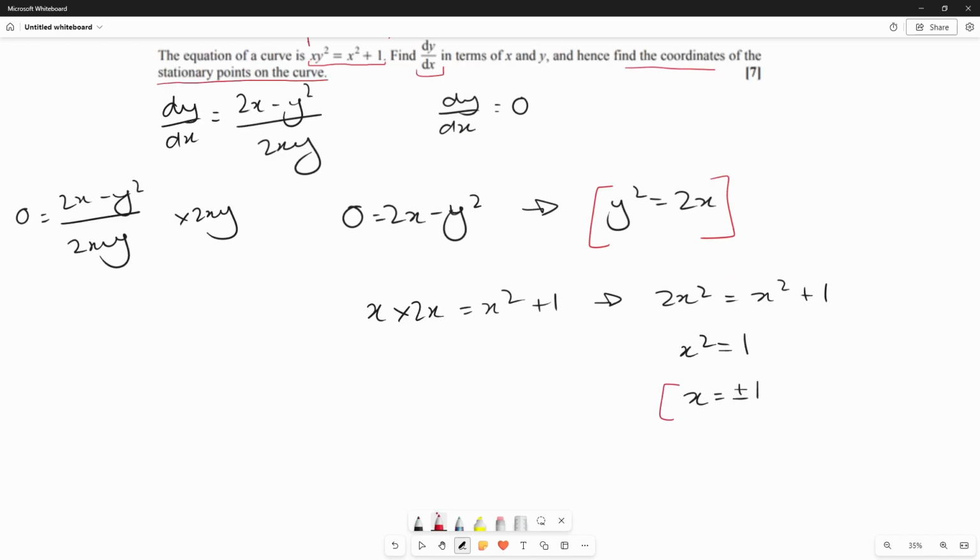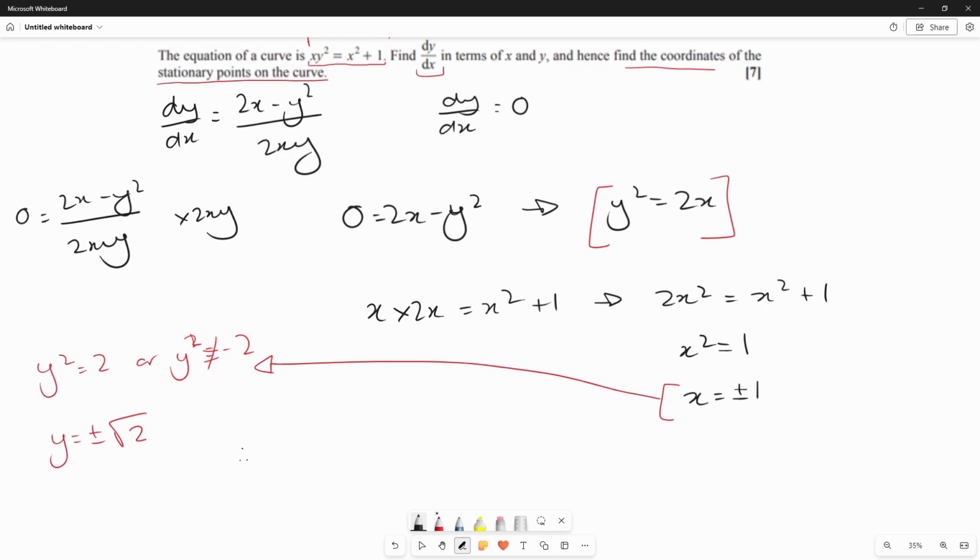Now we've got the x coordinates, let's find the corresponding y coordinates. That means y squared equals 2 or y squared equals minus 2, because it's 2x. However, y squared cannot equal minus 2, because a square number cannot be negative; any number squared is positive. That means y squared equals 2. So if we root that, we get y equals plus or minus root 2.